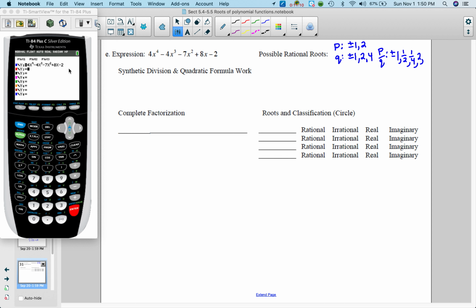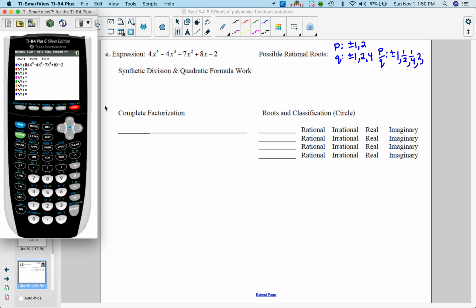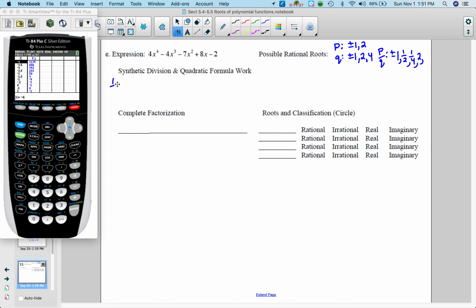And I think I have this typed in. Yep, so let's get started, find one that works. And notice that none of these do. So the 1 and the 2 must not work, so it's going to be a fraction. So I'm going to go into my table set and switch this to 0.5 and see if that is good enough. And we'll see, yep, 0.5, 1/2 is a 0, so 1/2 works.